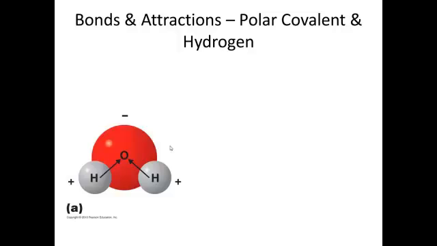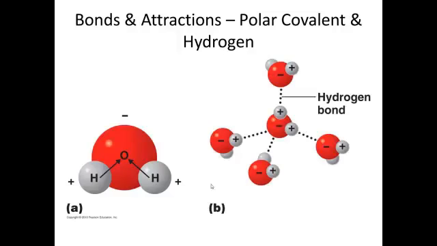We call this a polar covalent bond. Think of it as the poles of the Earth. The Earth is a big magnet, and it also has a negative pole and a positive pole. Now, because water has a positive and a negative side, if you will, positive and negative pole, it forms bonds with other water molecules. The negative oxygen is attracted to the positive hydrogen, and so on and so on. And we call these hydrogen bonds.